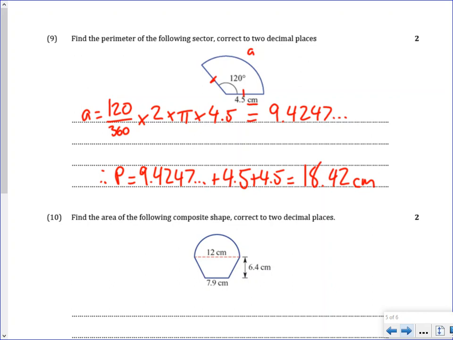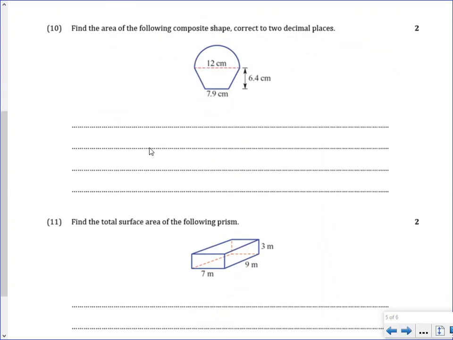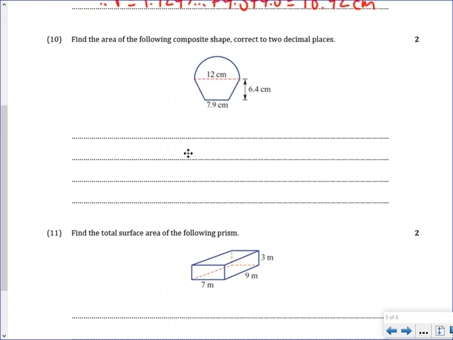Okay. Next question is we need to find the area of this composite shape, corrected to 2 decimal places. So what we have here is a semicircle on top and a trapezium on the bottom. And we see that they're glued together, and remember we've talked about whenever they're glued together, we add them. If they were cut out, we subtract. But here they're glued. So let's find the area of the semicircle first of all.